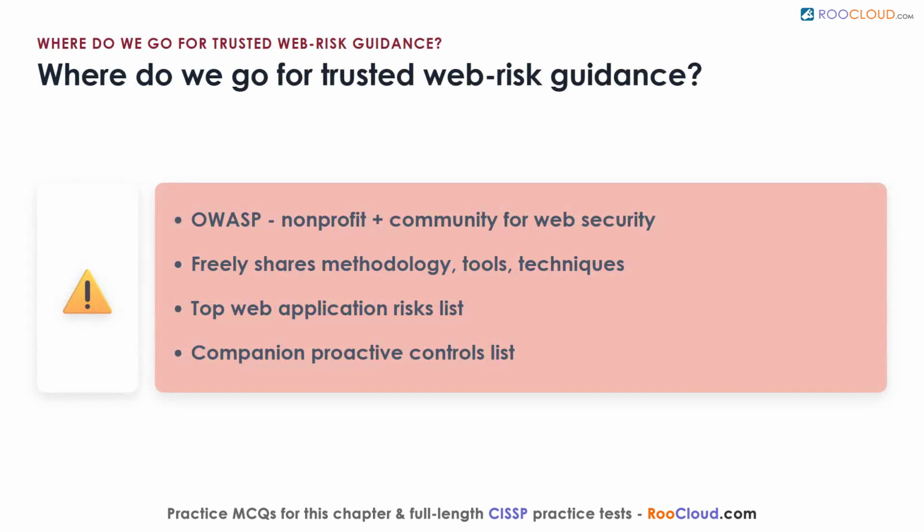Where do we go for trusted guidance on web risks? A great starting point is the Open Worldwide Application Security Project, a non-profit and community focused on securing web applications. It freely shares methodology, tools, and techniques for better coding and safer deployment. Two of its resources are especially handy: a running list of the most critical web application risks and a companion list of proactive controls to defend against them. Either one is a solid foundation for planning a security assessment or a penetration test. Think of it as a shared, community-maintained field guide to what actually goes wrong and how to prevent it.